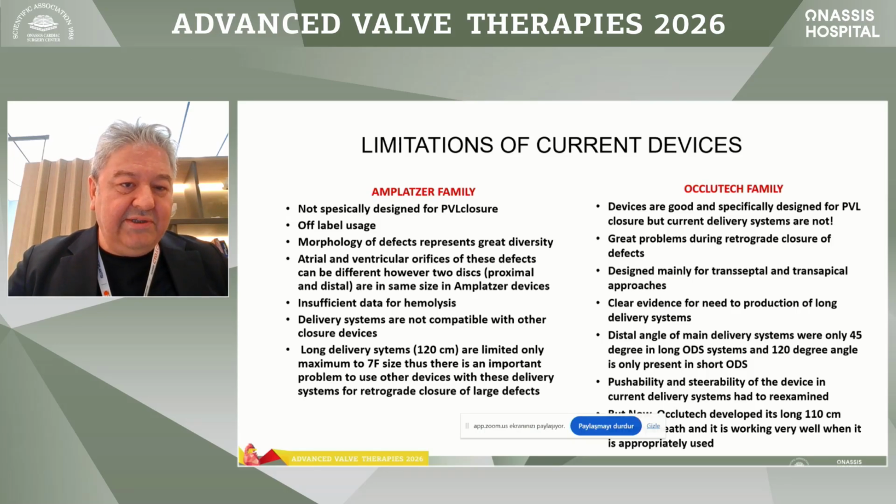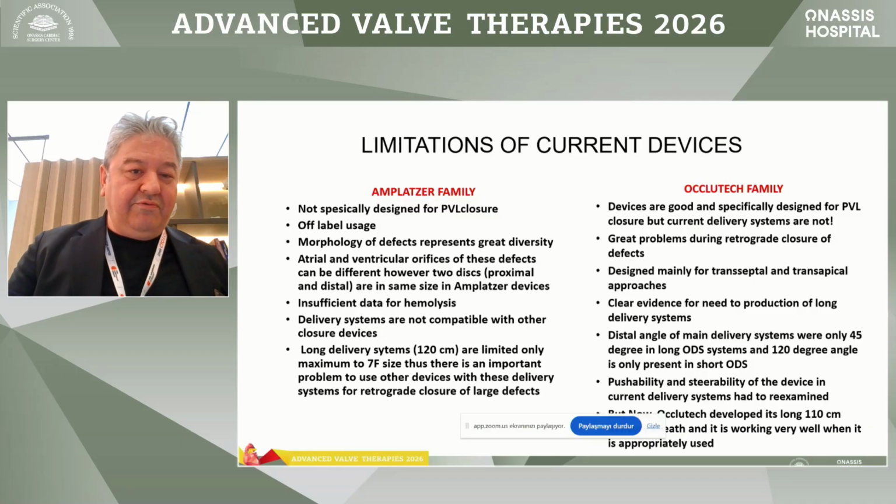Amplatzer is not specifically designed for paravalvular leak closure and is an off-label usage, and the morphology of defects represents great diversity, and the atrial and ventricular orifice of these defects can be different. However, the two discs are the same size in Amplatzer devices. There are still insufficient data for hemolysis, and new delivery systems are also developed, but the delivery systems are still not compatible with other closure devices.